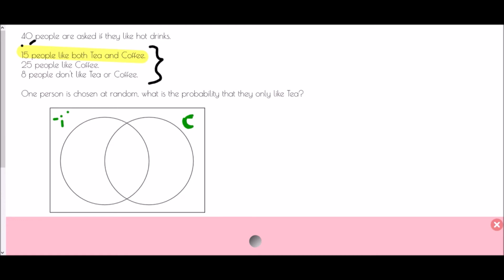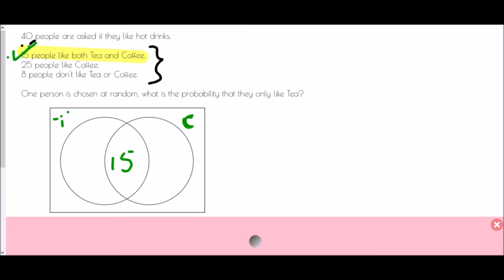When building the Venn diagram, the first place I would always be looking is where we've highlighted those people who like both, because that is going to be the intersecting point. And so this section in the middle of our diagram is the important piece. So we know that there are 15 people in that section, so we can tick that bit off.